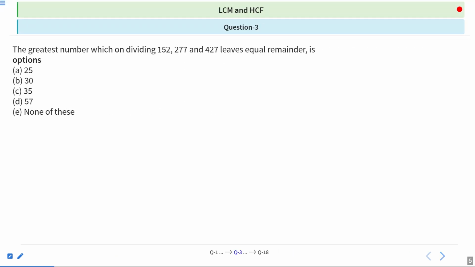Next is the greatest number which on dividing 152, 277 and 427 leaves equal remainder is, and the options are option A 25, option B 30, option C 35, option D 57 and option E none of these. I'm giving you 10 seconds to find which option is correct, and after that I will do the solution.